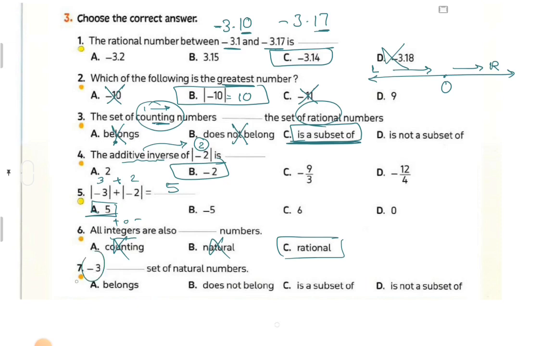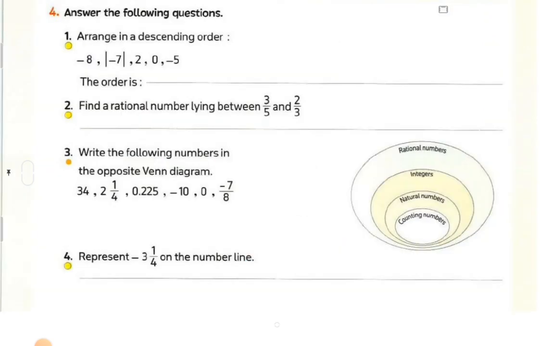Negative 3 and the set of natural numbers. Here we have an element. For an element we use belong or not belong, but not subset. Subset is between two sets. Here we have an element and a set: negative 3 and natural. Natural starts from 0 and goes to the right. Right? Okay. Negative doesn't belong.